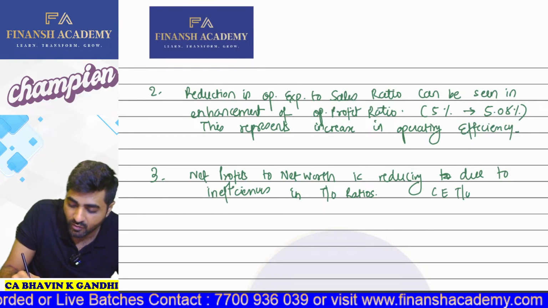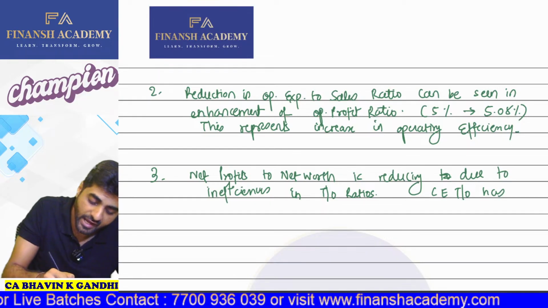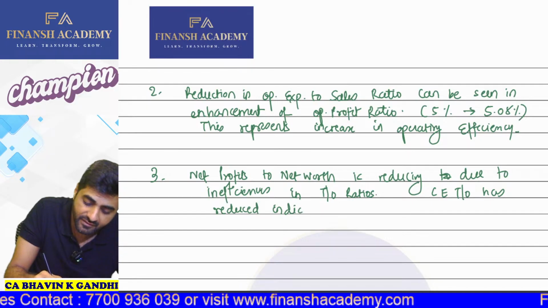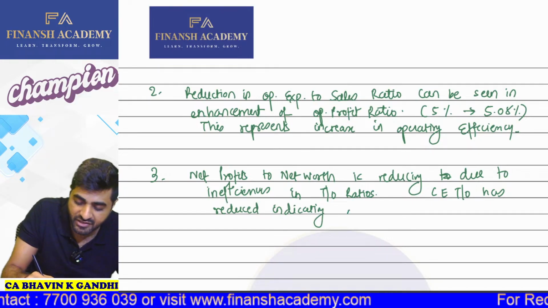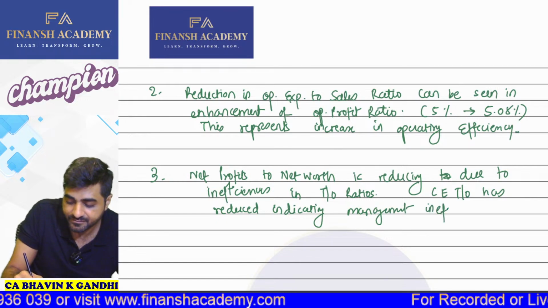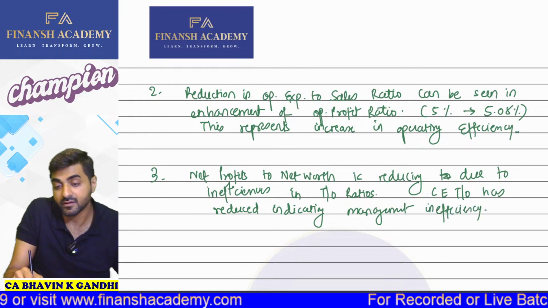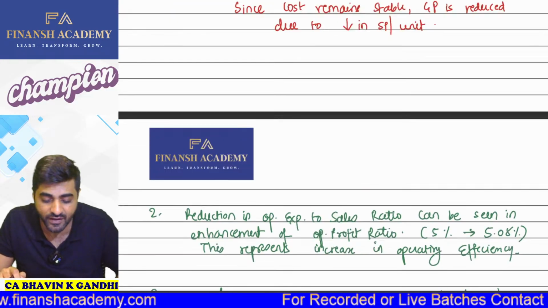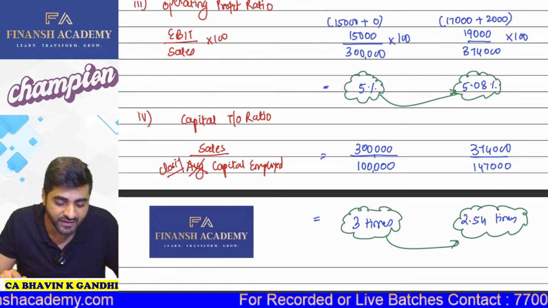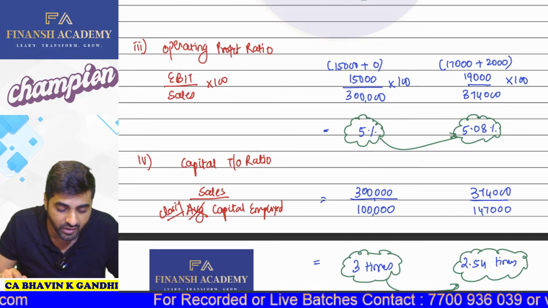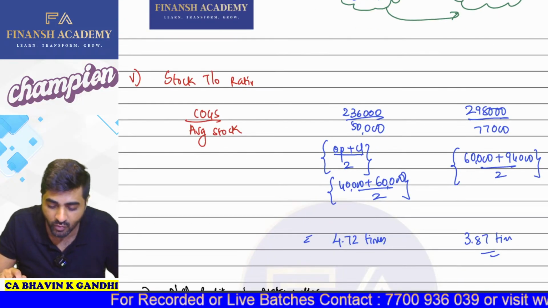Capital employed turnover ratio has reduced, indicating management inefficiency. Okay, this is your third analysis. What next do we have? Then, my dear students, we have the next part, which is going to be your stock turnover ratio.